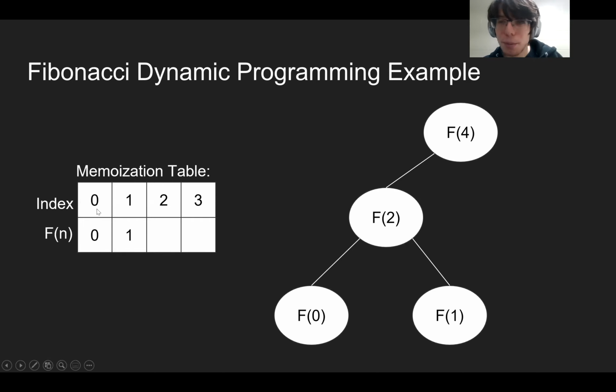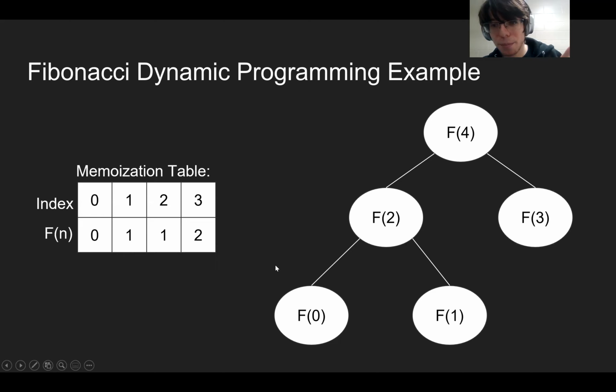But okay, the table looks like this. These are base cases. So f of 0 is 0, f of 1 is 1. And then f of 2, now we solve for it, is 1, right? And we solve for it as 1 because it's just the sum of those two. Okay, now we have it stored.